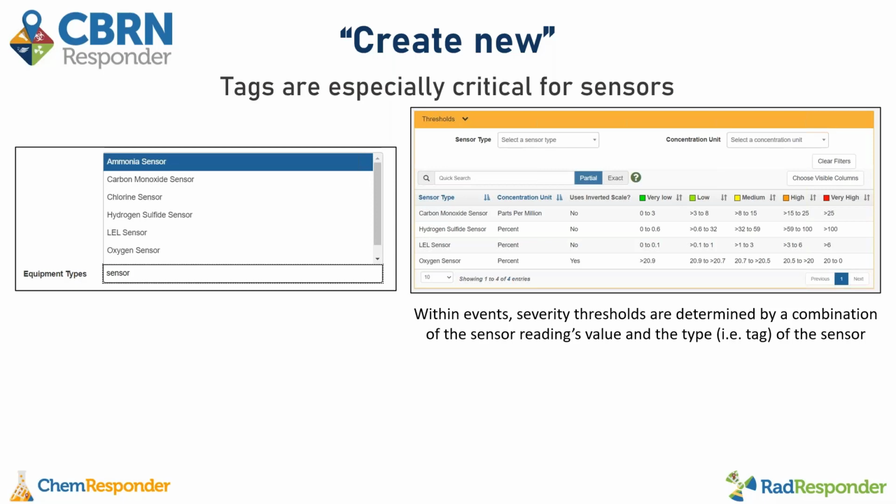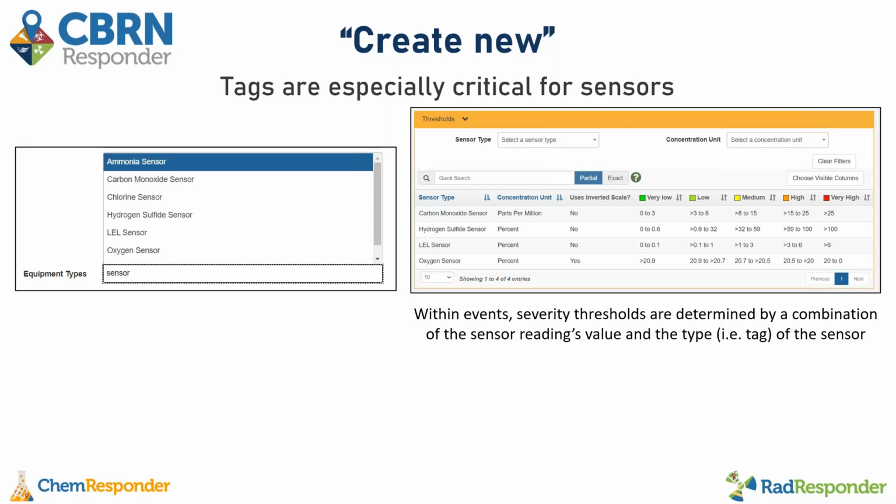And like I had said before, within your events, the severity thresholds are determined by a combination of the sensor readings value and the type of sensor. In other words, how the sensor is tagged. So if I'm taking measurements with, say, a carbon monoxide sensor, I need to make sure that that equipment, again, has the carbon monoxide sensor tag on it.